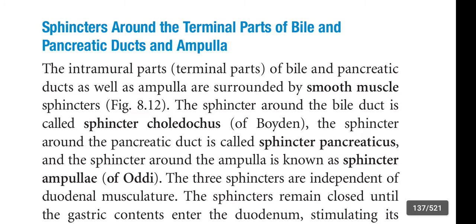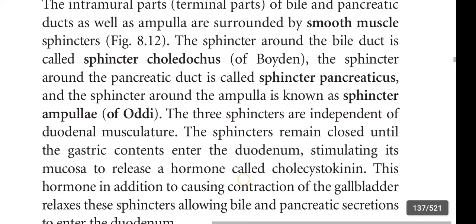And the next sphincter is the sphincter around the ampulla, called sphincter of ampulla or sphincter of Oddi. Okay, it is not that tough to remember.